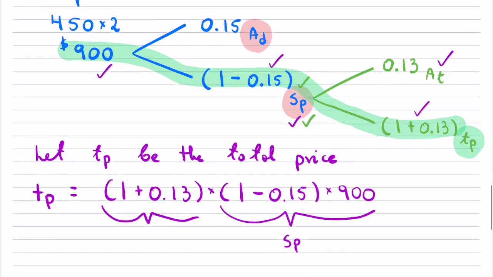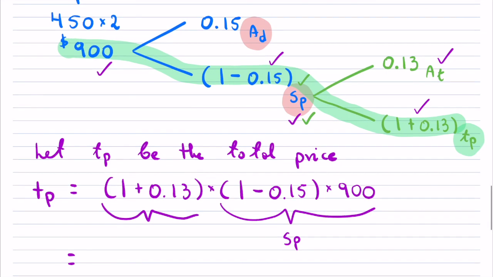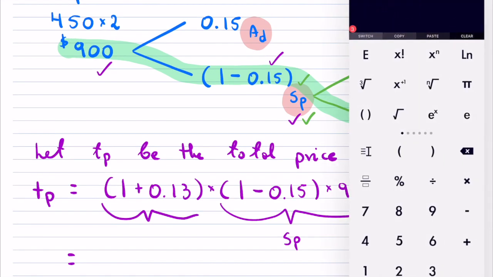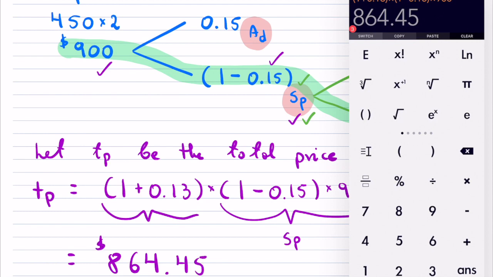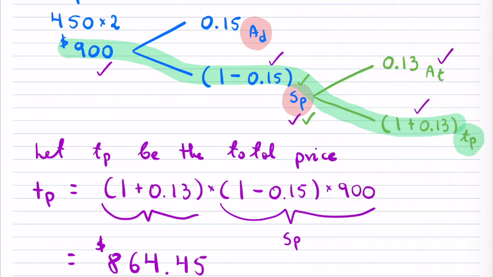Now, how do I input this into a calculator and get an answer? So let me clear this. Well, I just input it as I see it. So 1 plus 0.13, close the bracket, multiplied by 1 minus 0.15, close the bracket, times 900, equals, and I get my answer. And now what does this answer actually mean? This answer is the total price that you would pay after your discounts and your taxes were applied. And that would complete this particular question.